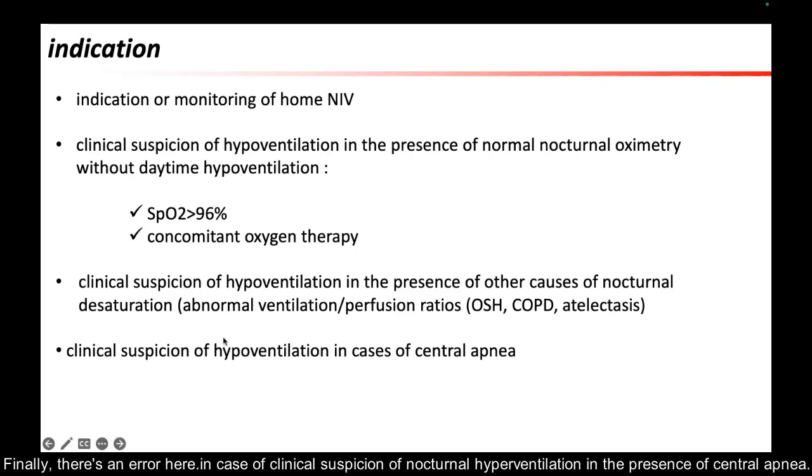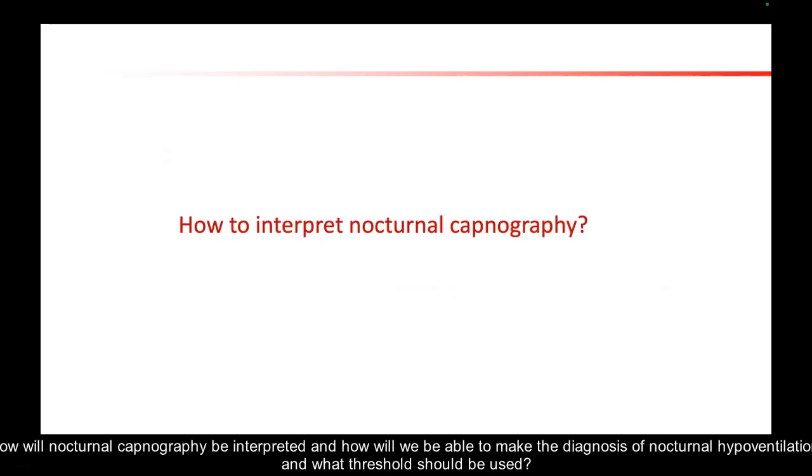Finally, there's an error here. In case of clinical suspicion of nocturnal hypoventilation in the presence of central apnea, how will nocturnal capnography be interpreted, and how will we be able to make the diagnosis of nocturnal hypoventilation, and thus what threshold should be used?